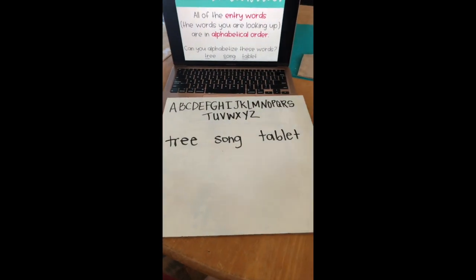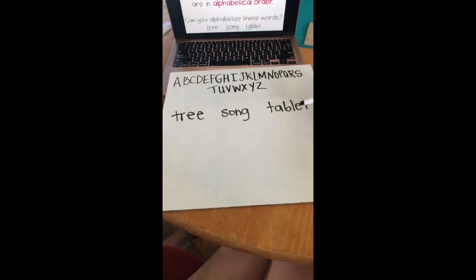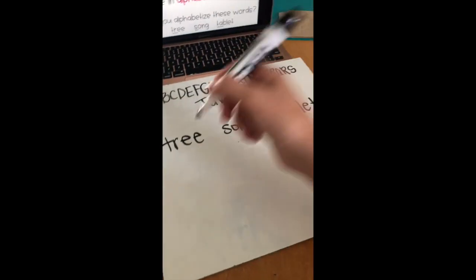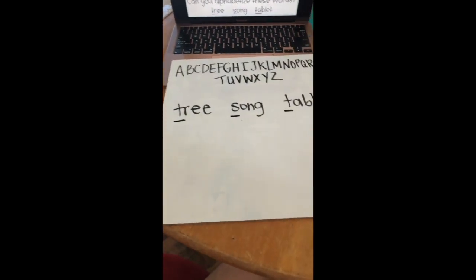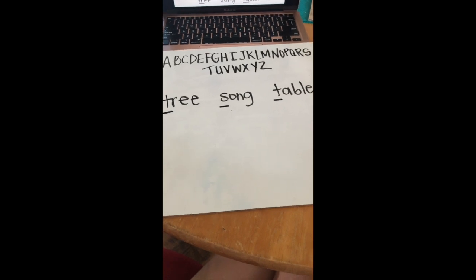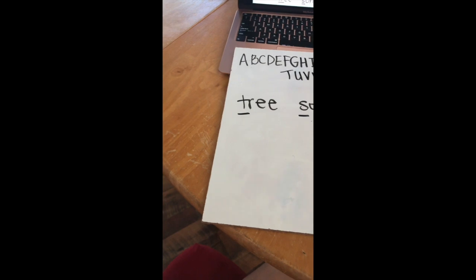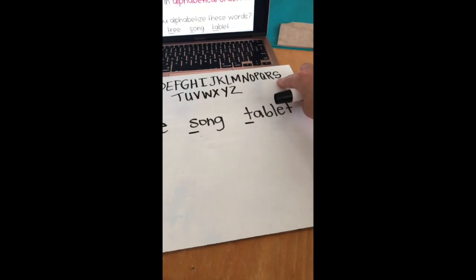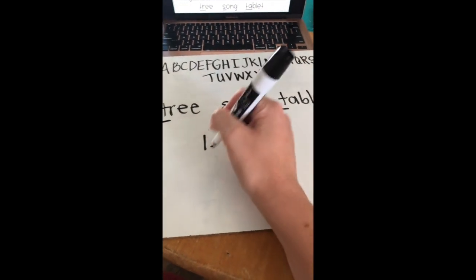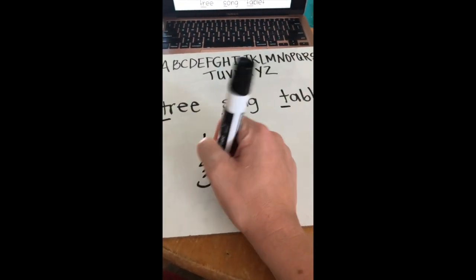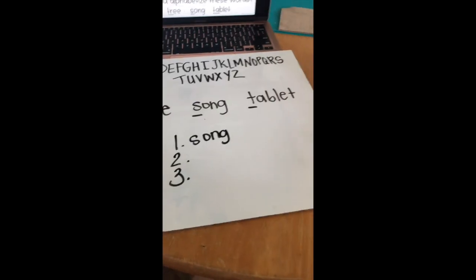All right, as you can see, boys and girls, I wrote the alphabet down at the top, and then I wrote my 3 words that I'm going to put in alphabetical order. And we always want to start with the first letter in each word. So looking at my alphabet, I see that we're looking at the beginning letter in each word, T and S. S comes before T, okay? So our first word in alphabetical order would be song, because the S comes before the T in the alphabet.